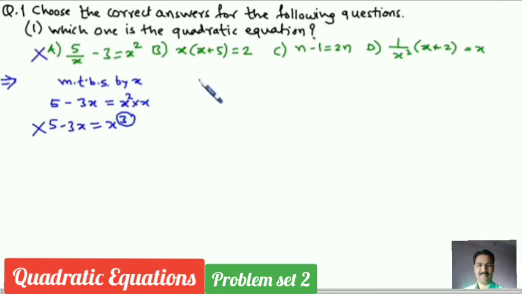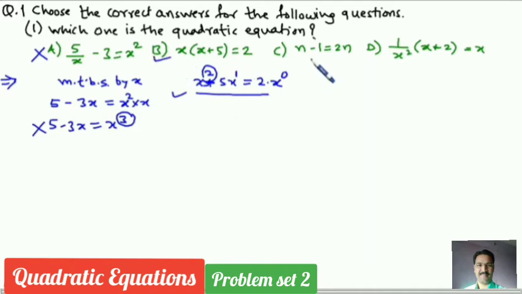So we'll think about the second one. What is that? Straightaway we'll multiply here, so x square plus 5x is equal to 2. See here, this one is quadratic. Yes, because here the power is 2, and the power of the next x is 1, and no constant means x is there but its degree is 0. That is why this is a perfect quadratic equation.